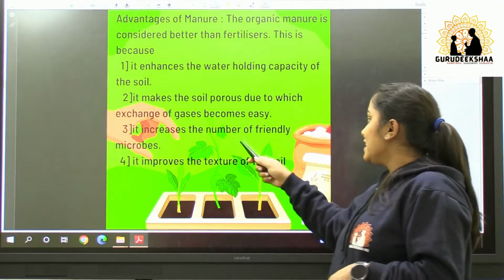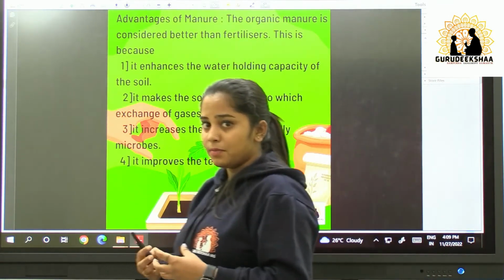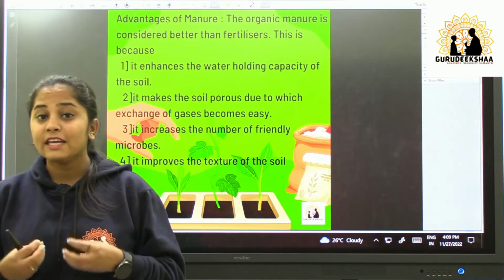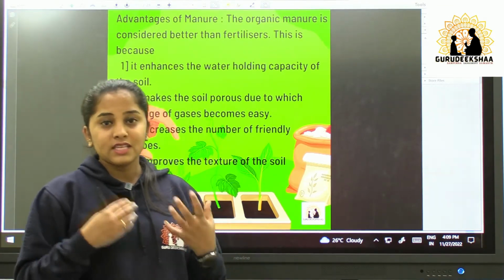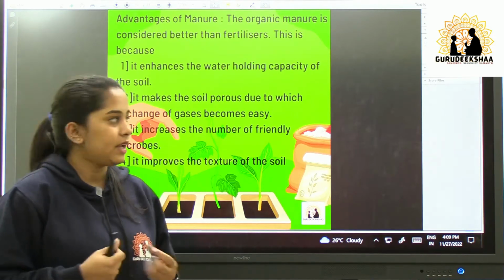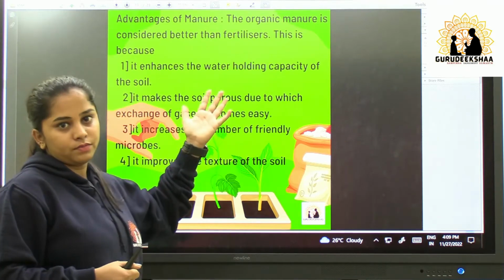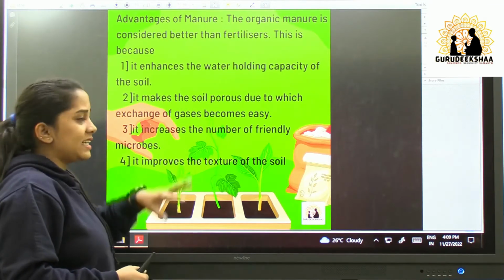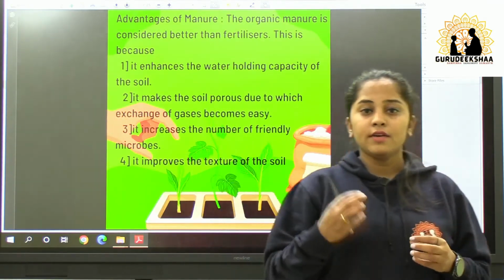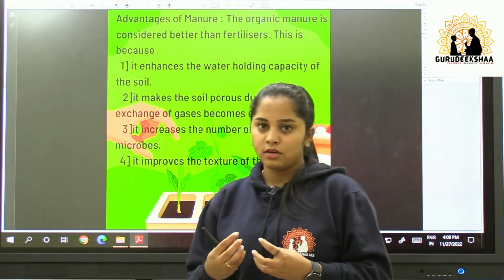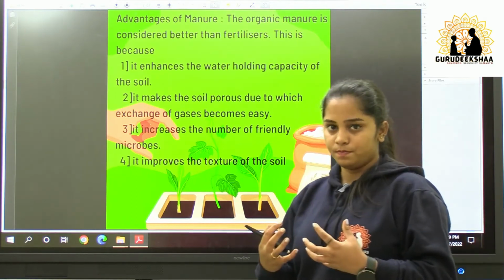Okay, it increases the number of friendly microbes. It increases, for example, earthworms. They are again very friendly organisms which have to be there in the soil, right? So those will be increased by the manure. It improves the texture of the soil. The texture of the soil is very important again for the very good growth of the plant. Again, this manure ensures the texture of the soil is very good.